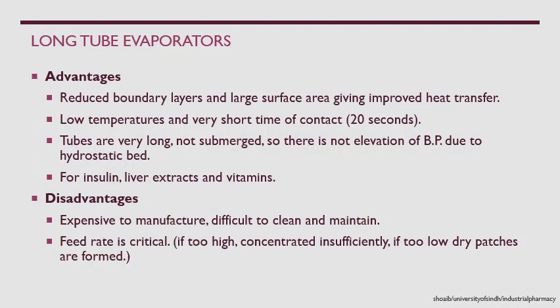Now the advantages and disadvantages of the long tube evaporator. Firstly, the advantages. Because these are long tube evaporators, they will of course reduce the boundary layer and give a large surface area, giving improved heat transfer. The length of the tubes is about 7 meters, so the liquid to be evaporated is exposed to more surface area. The more the surface area, the more the heat transfer.